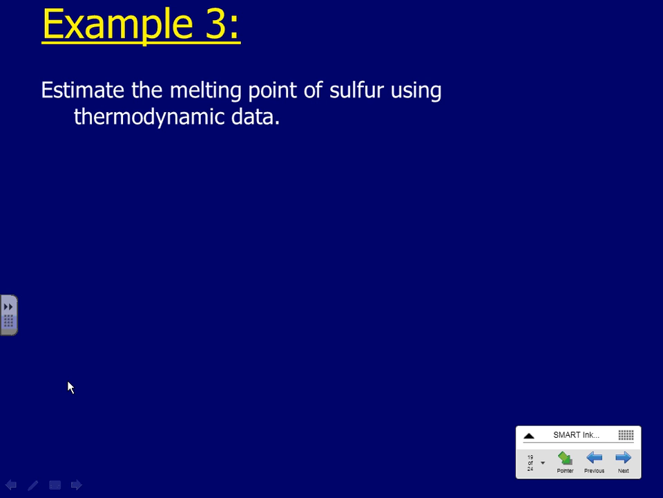Sulfur solid to sulfur liquid. You could have done it the other way around. It still would get you the right temperature. It would just change the spontaneity thing. So we need a delta H and a delta S.